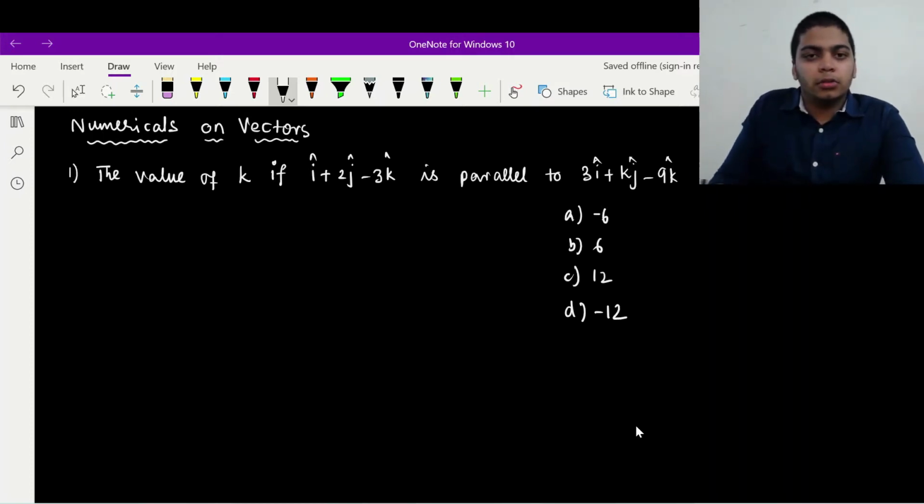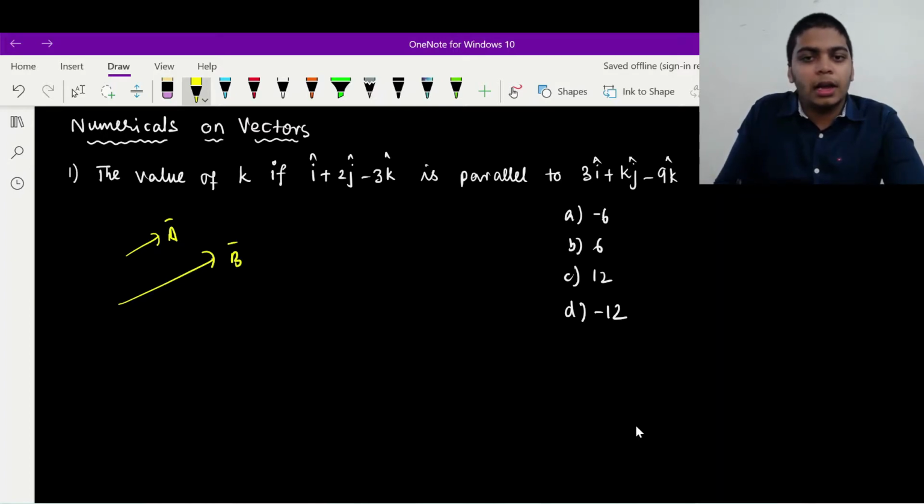Since I have been teaching you in my last series of videos, if two vectors, let's say this is your a bar and this is your b bar, are parallel, then your b bar is nothing but lambda times a bar. You are just multiplying your a bar with some constant, so its magnitude is increased, but the direction of a bar and b bar is the same because they are parallel.